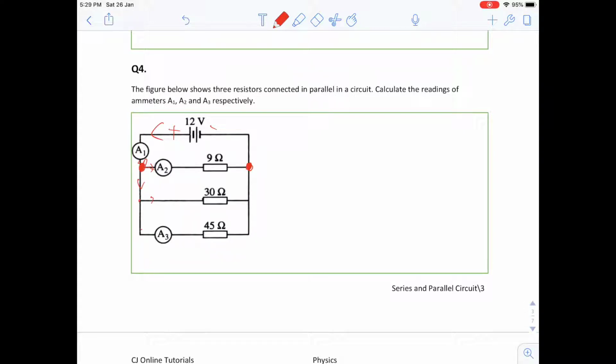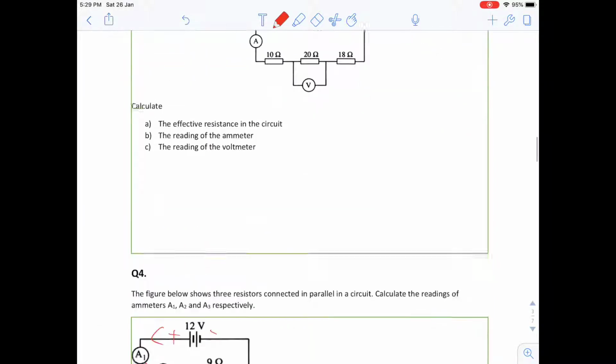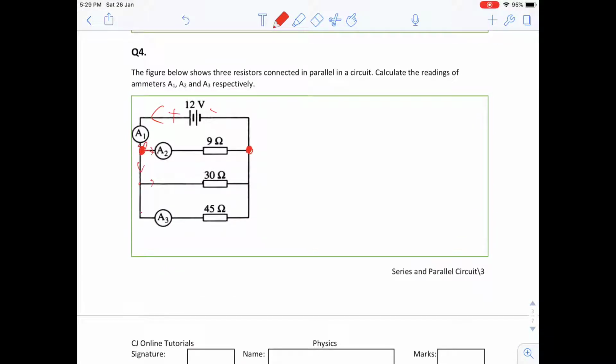Okay, so calculate the readings of ammeter A1, A2, A3. Remember, an ammeter is always put in series with the branch, whereas a voltmeter, like in this question here, is always put parallel to the circuit. So the question wants you to calculate the readings A1, A2, A3.